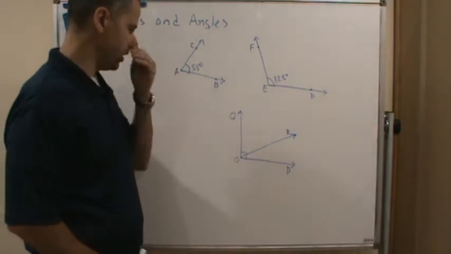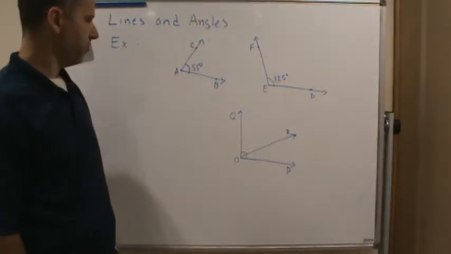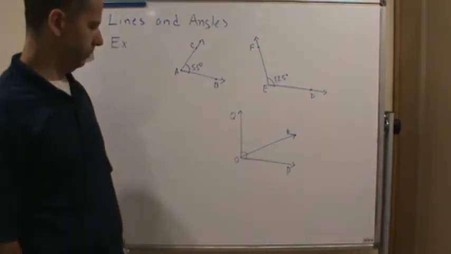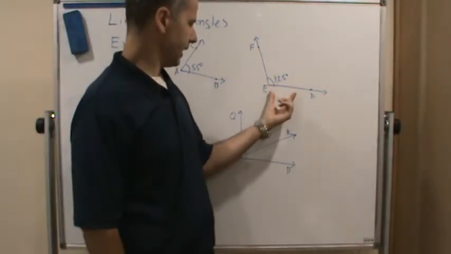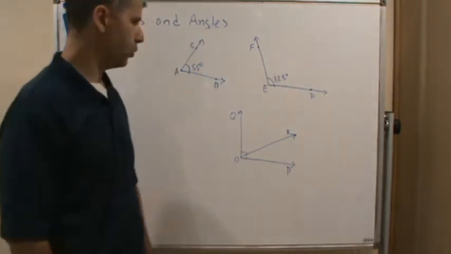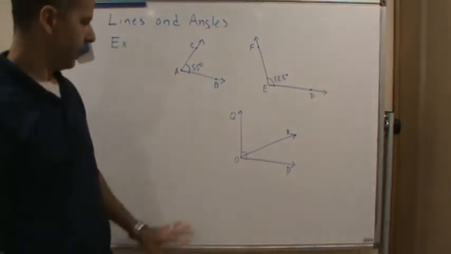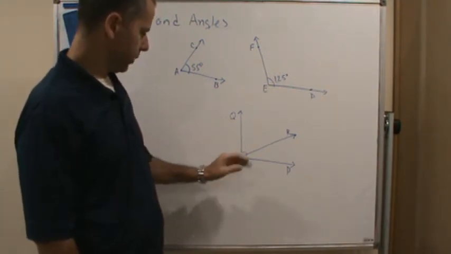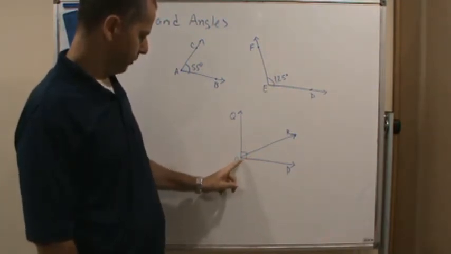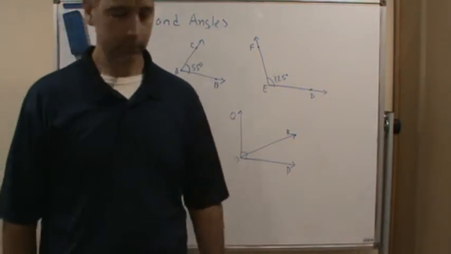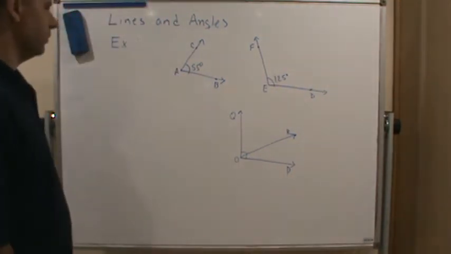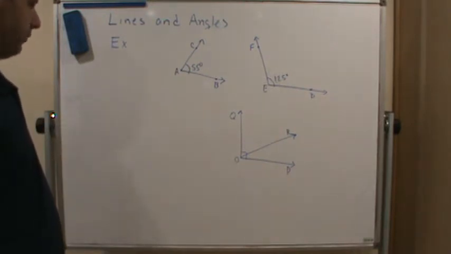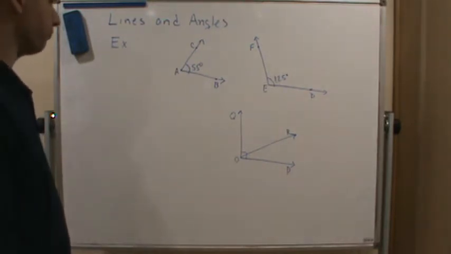Okay, in this example I'm just going to show you a couple things. We've got these three figures, and we see that this angle here is 55 degrees. We see that this angle here is 125 degrees. And then we've got these two angles that are next to each other, and they form this square angle here. So what can we deduce from these figures about these different angles that we see on the board here?